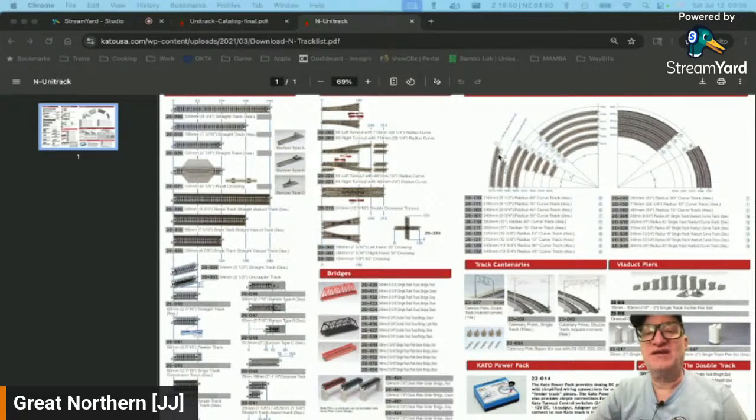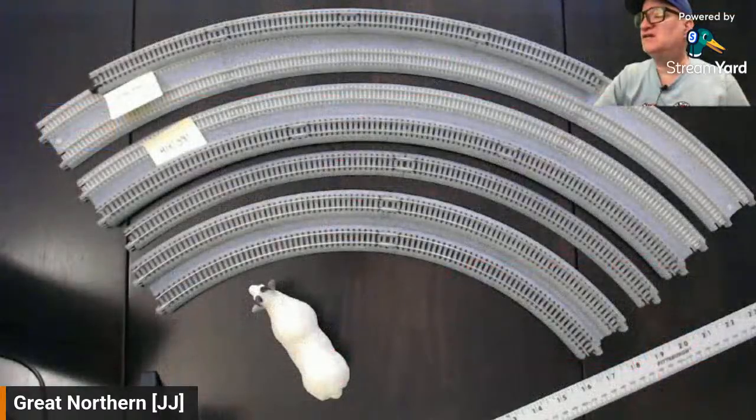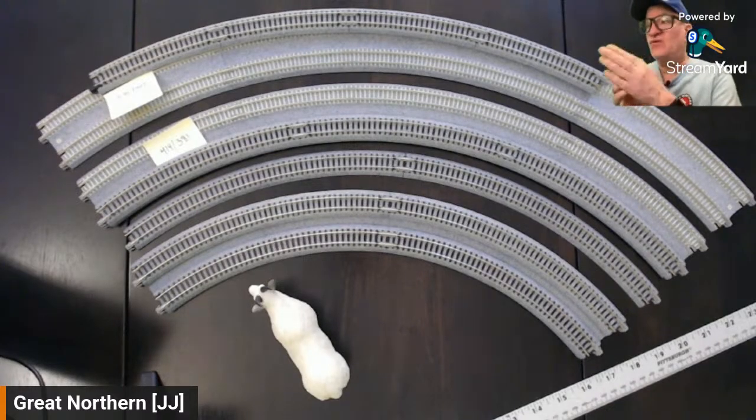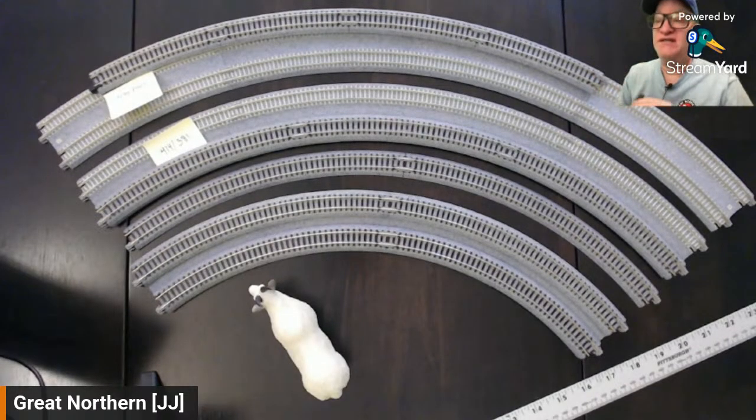And here's the 781, which is another piece of radius that I did not put over on the live stream here. 781 is the same radius as the number 6 turnout for the diverging route in the double crossover.